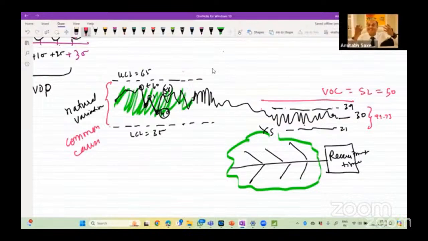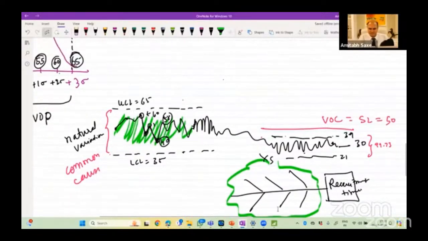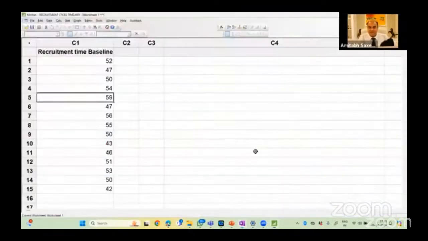You have changed the system. And that is what a green belt or black belt does. He changes the DNA of the process by doing root cause analysis. And that's what we are learning. How will you do that? Let us learn. So now in the measure phase, it's a simple thing. We just measure and we make a control chart.